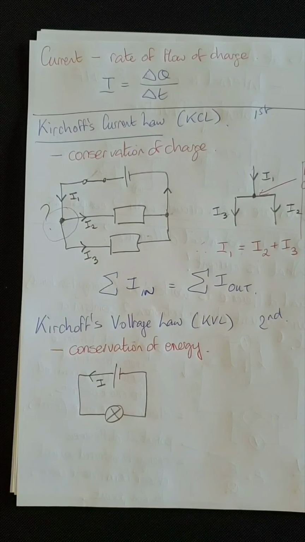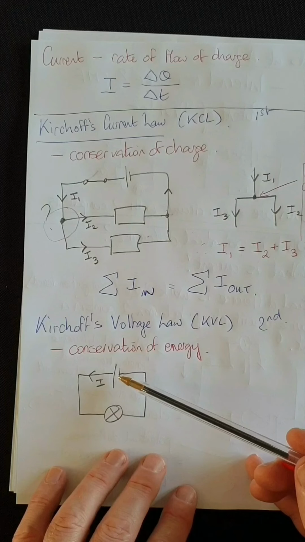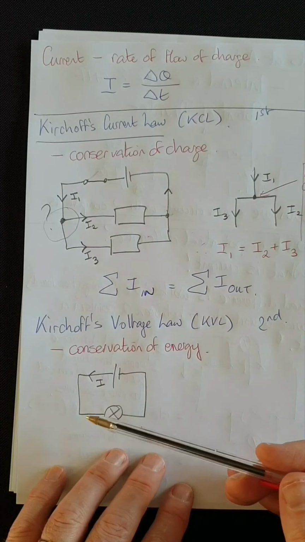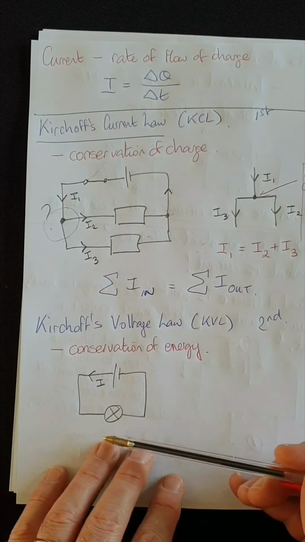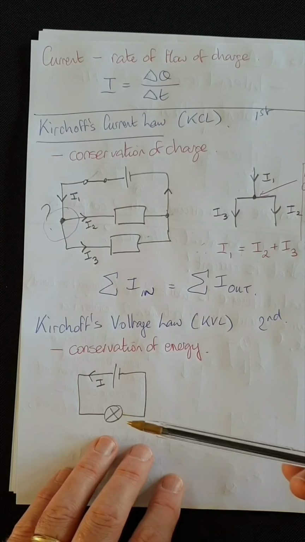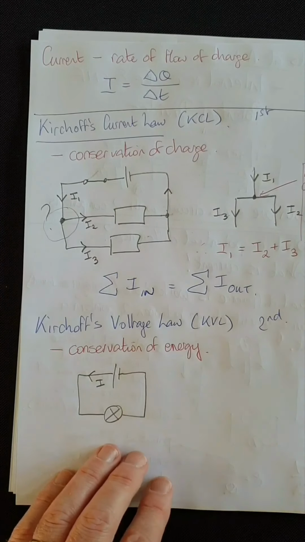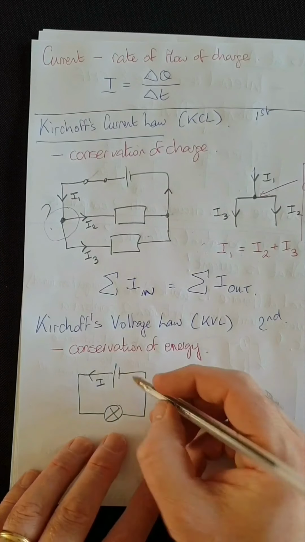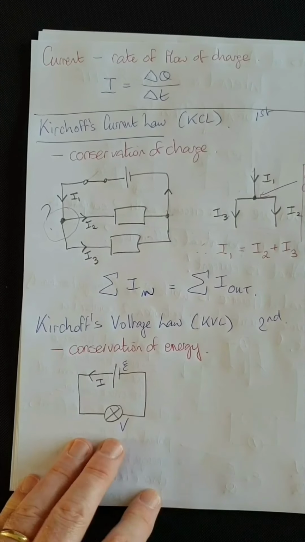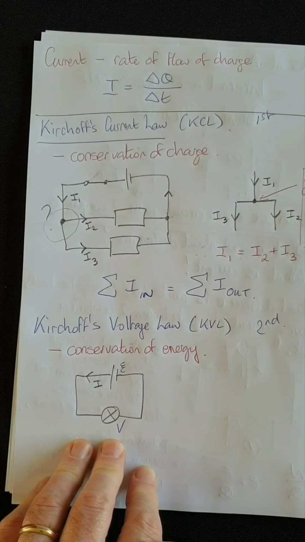So since energy is conserved, that tells us that the total amount of energy that's transferred from the cell to the charge carriers must equal the total amount of energy that was transferred from the charge carriers to any of the components, so that no energy has been created and no energy has been destroyed. So here I've got one value for the EMF, and one value for the potential difference across this component, and they must be equal.